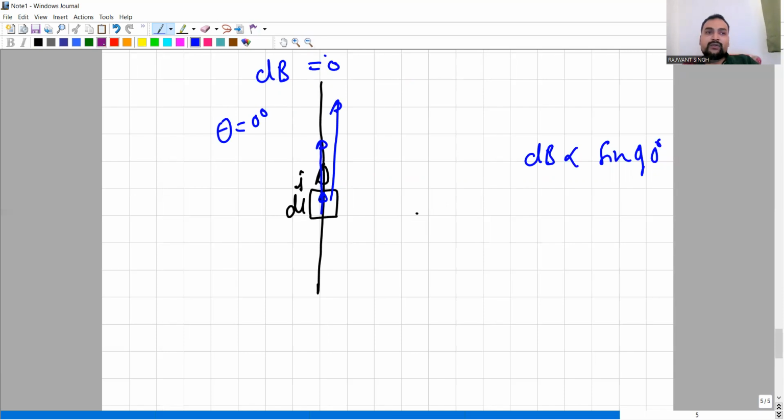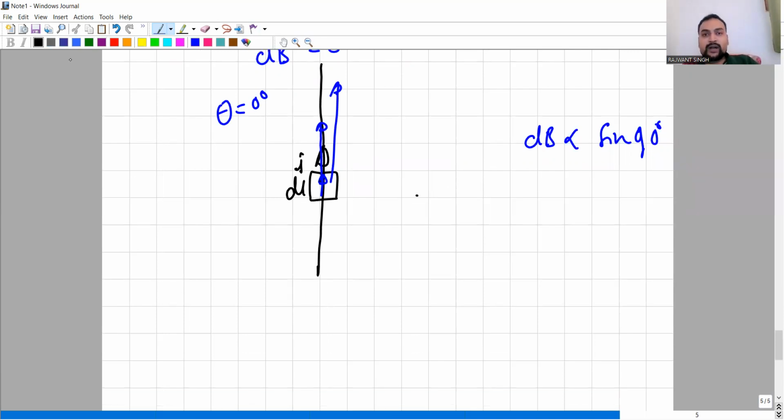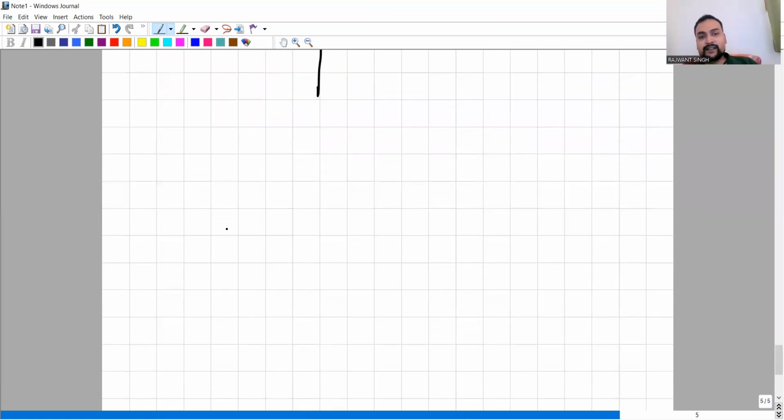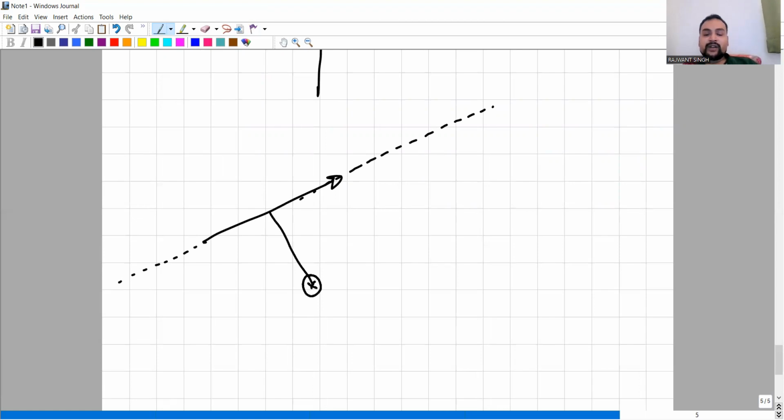So what can we conclude? The magnetic field will be 0 along the line of the current carrying conductor. If you have a current carrying conductor, the magnetic field is 0 on all these points. Anywhere along the line of the conductor, the magnetic field is 0. And for a point perpendicular to the dl vector, it will be the maximum magnetic field.